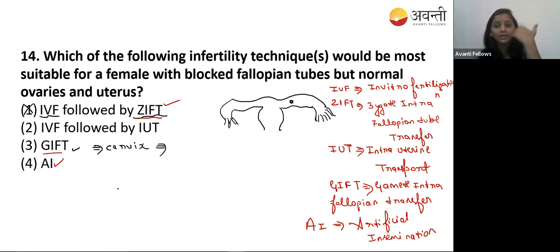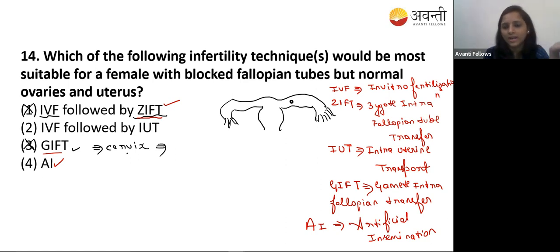So that is a male gamete, and that male gamete will be transported to the fallopian tube. There the fertilization will happen, right? But in that case also, the fallopian tube is not correct. The fallopian tube is blocked. At that time also we can't do this, right? So that is the reason option 3 is also wrong.